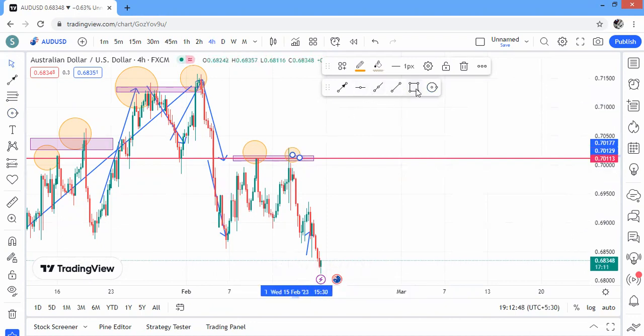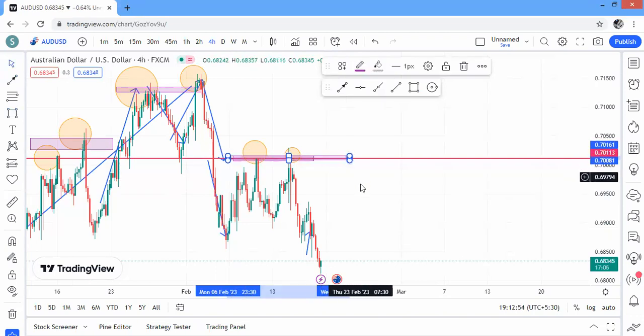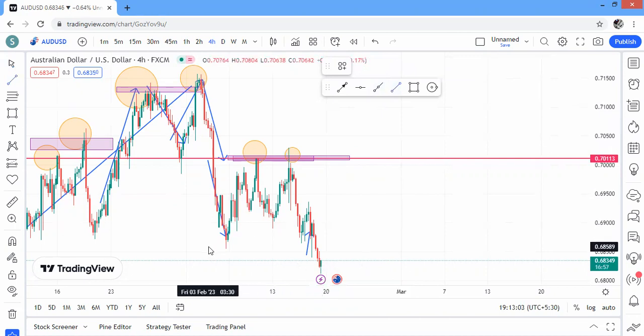Now, I want you to mark that point. Whenever you see a retest at that point, that is where you should be looking for your entries. Now, for this chart, it was very obvious that you could see this. I want to show you something.